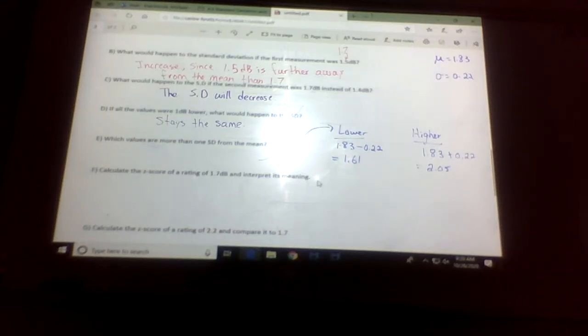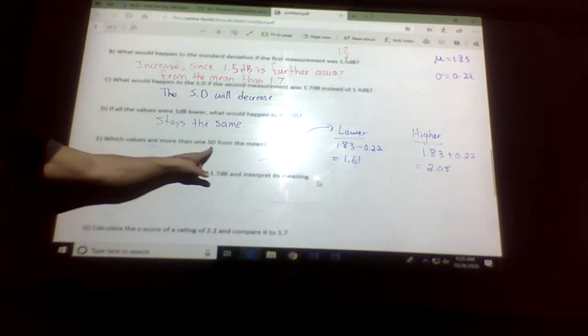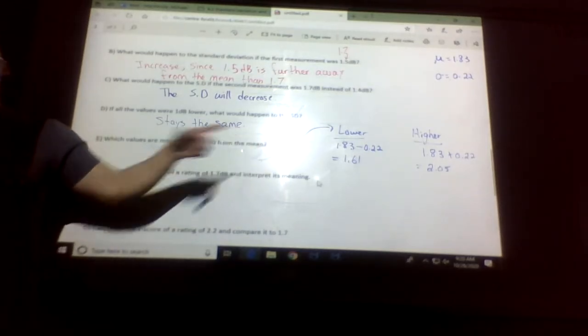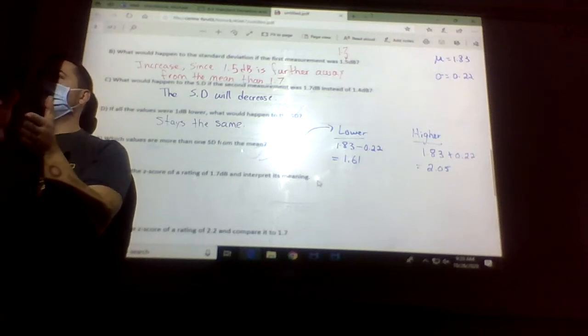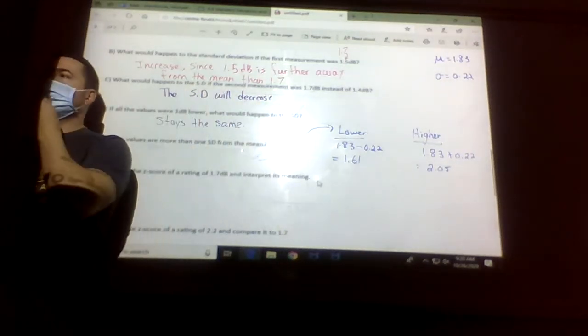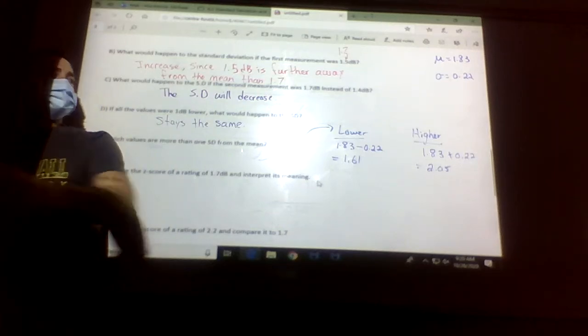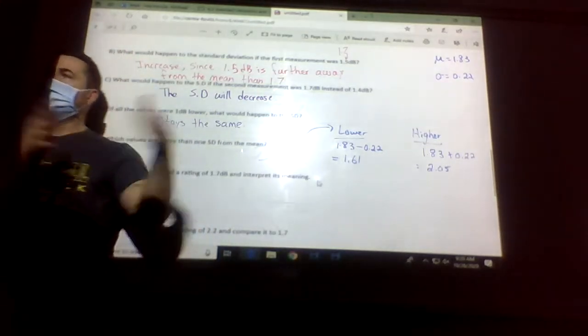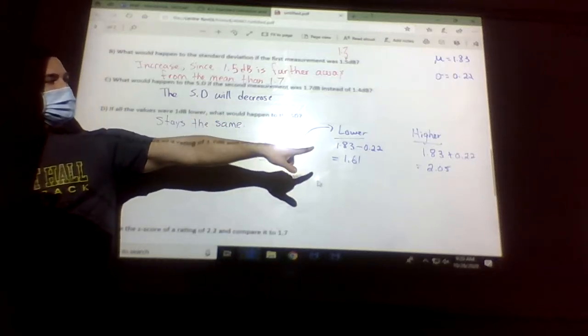Okay, so one standard deviation from the average. So standard deviation from the mean or the average. We go one standard deviation lower and one standard deviation higher. So I subtract to go to the lower end, which is 1.61. To go to the higher end, I add, so I get 2.05.